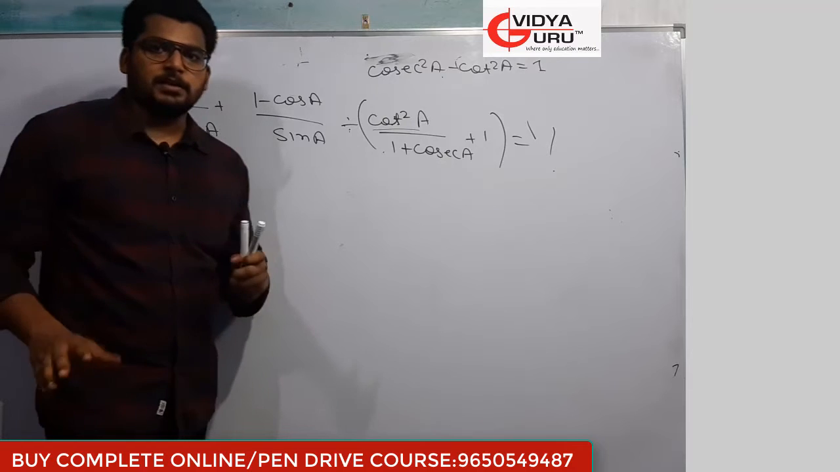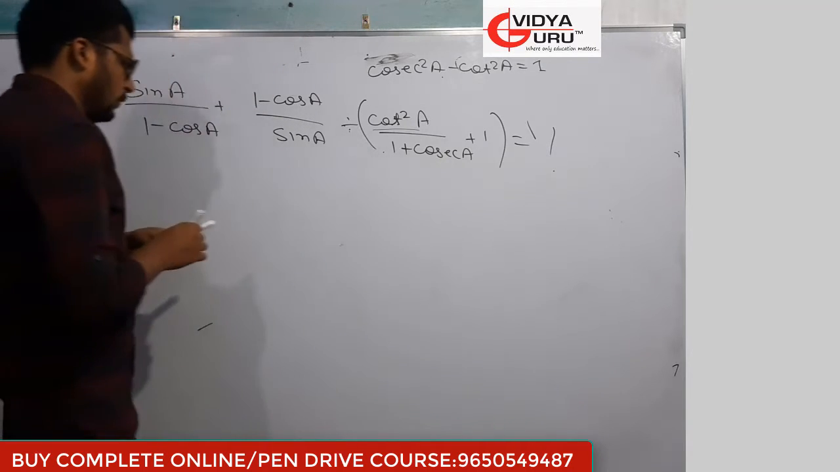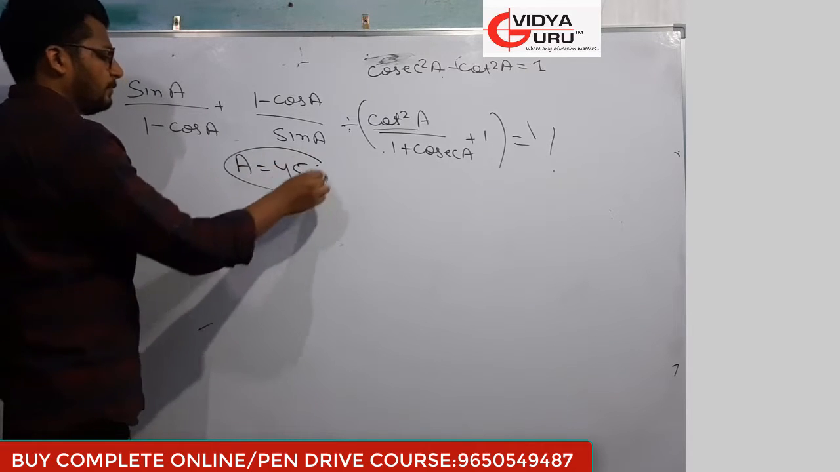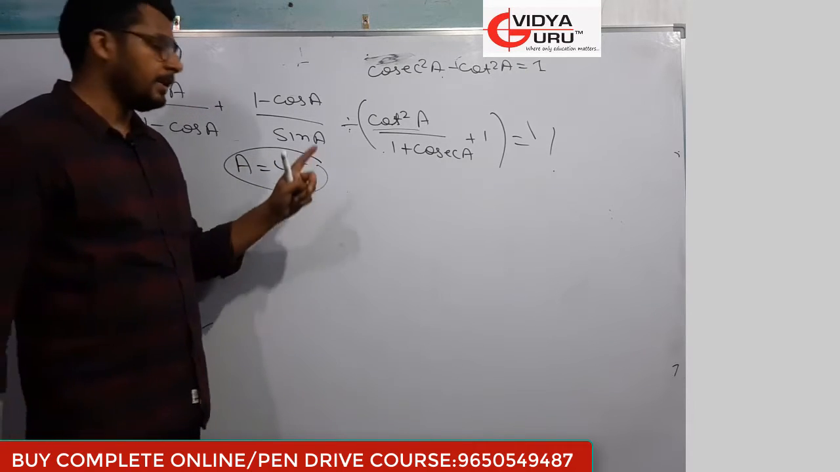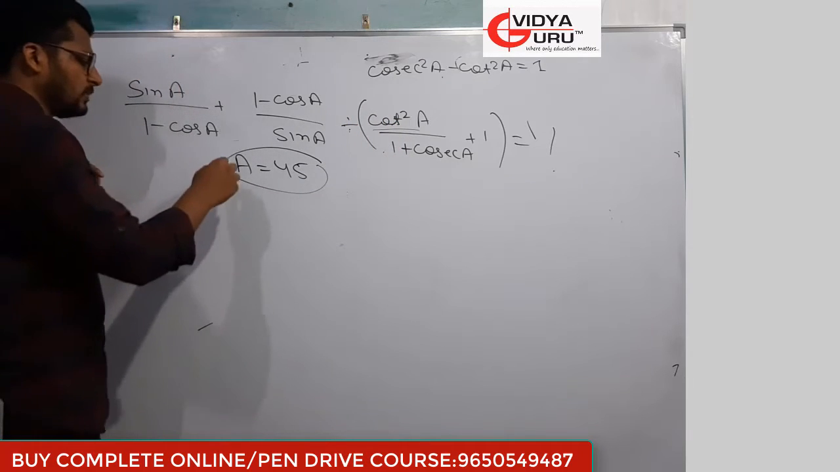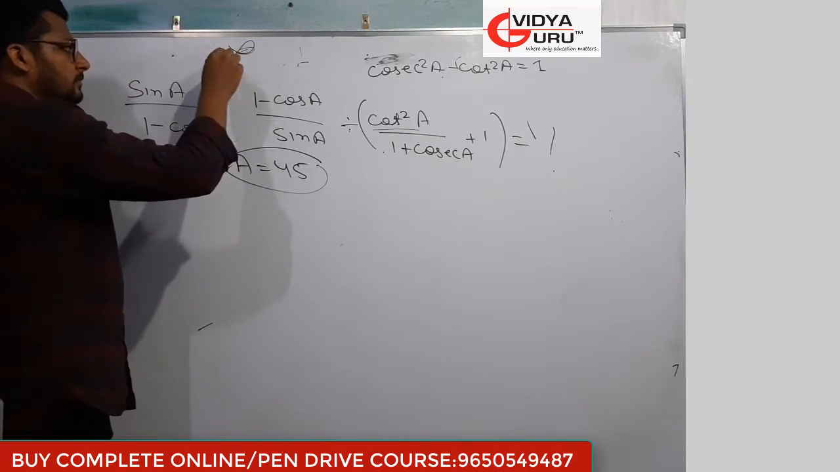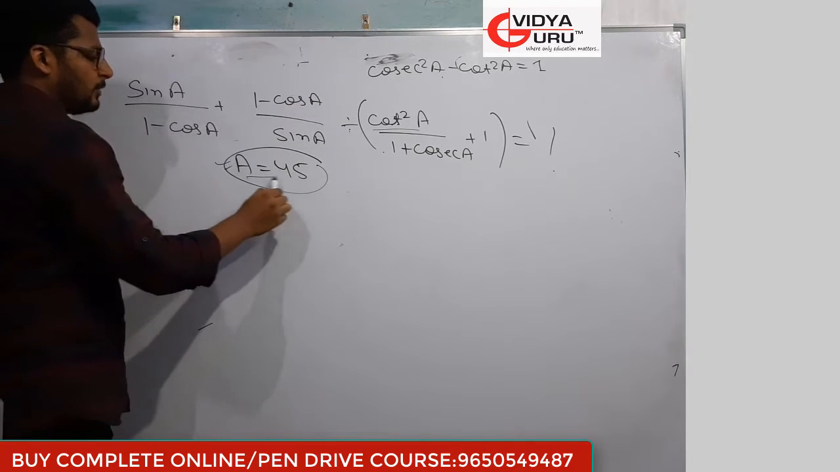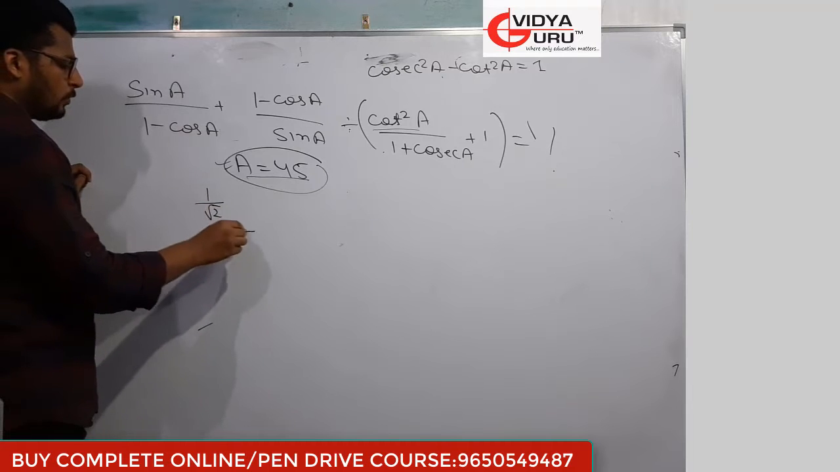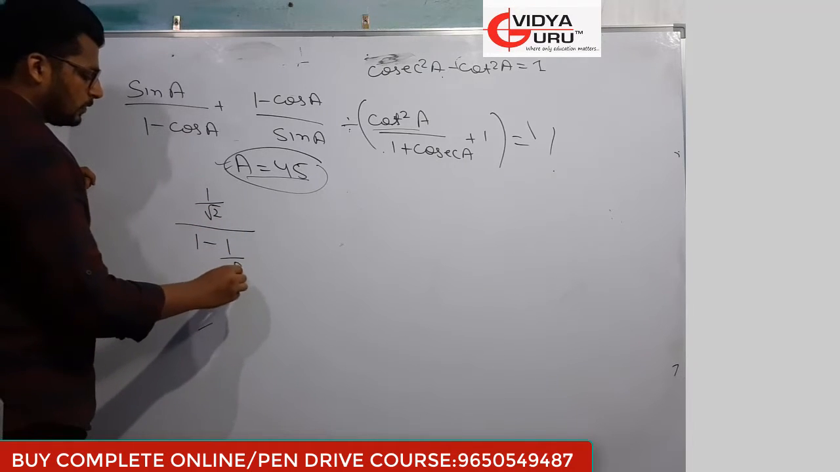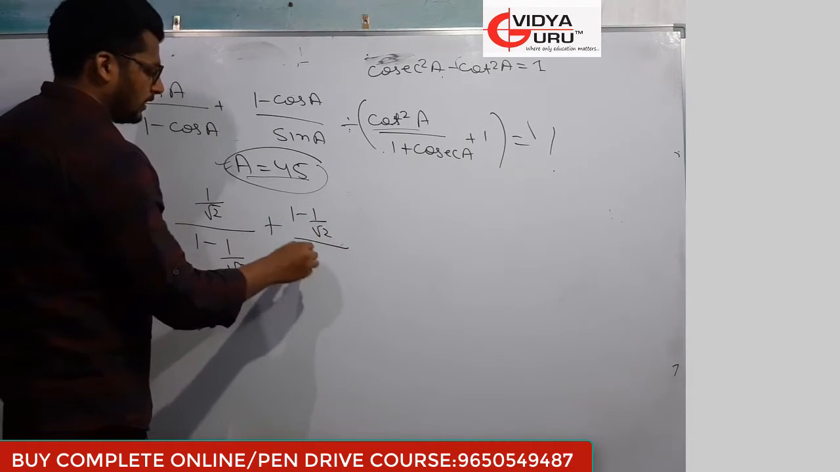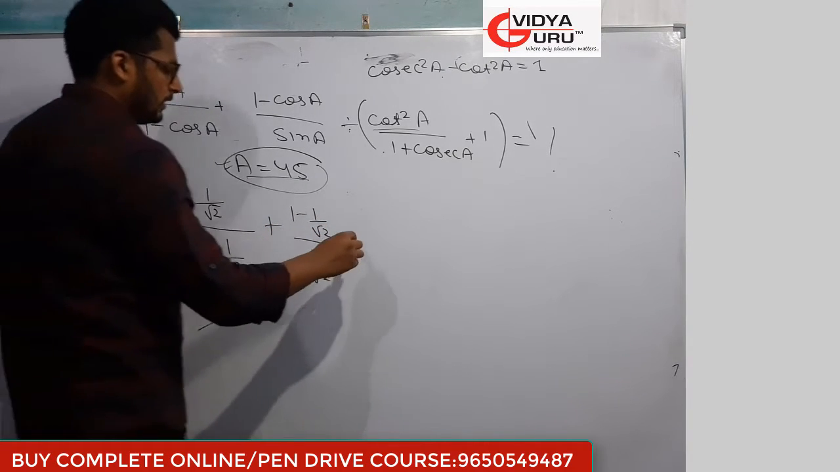I can do this question by one more method. What can I do? If I put A as 45 degrees. Why am I not putting A as 0 or 90 degrees? Because infinity will form here. We have to put values like that, so that infinity is not formed. So I will put A as 45. What is sin A? 1 by root 2. It will become 1 minus 1 by root 2, and this will become 1 minus 1 by root 2 upon 1 by root 2. Divide.